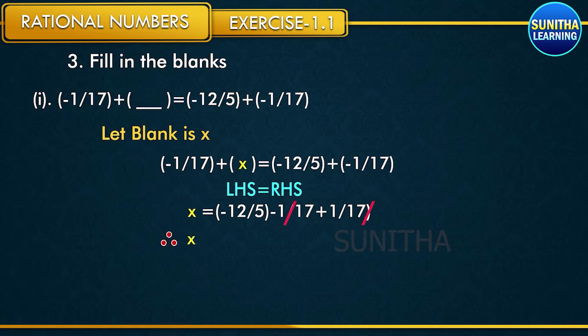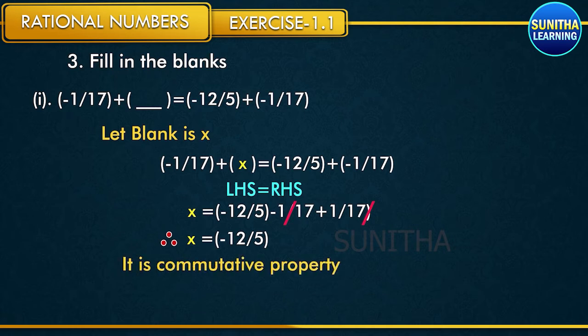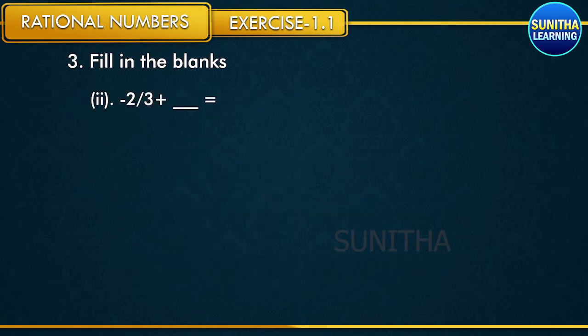Direct answer is minus 12 by 5. Clear? Minus 12 by 5. So which property is applicable? Clear? Commutative property under addition, that is a plus b is equal to b plus a. Next, second one is minus 2 by 3 plus blank is equal to minus 2 by 3.